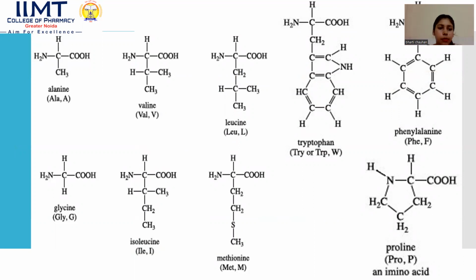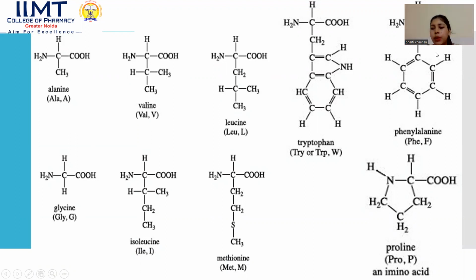These are the various types of amino acids with R substitution of different groups. So let's talk about alanine. The R substitution is of methyl. In valine, the R substitution is of isopropyl. In leucine, the R substitution is of isobutyl. In glycine, the R substitution is of hydrogen.